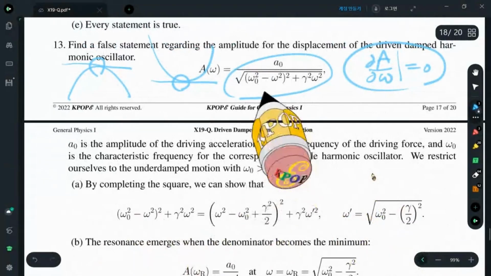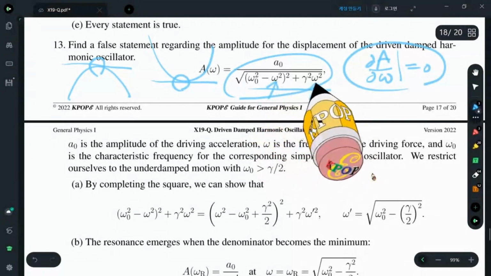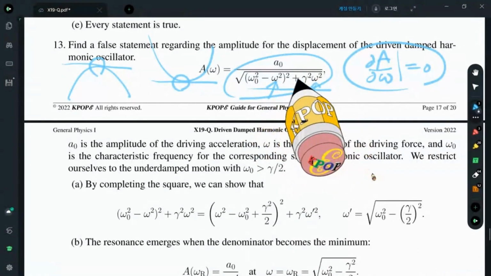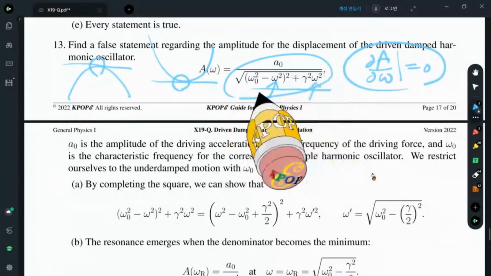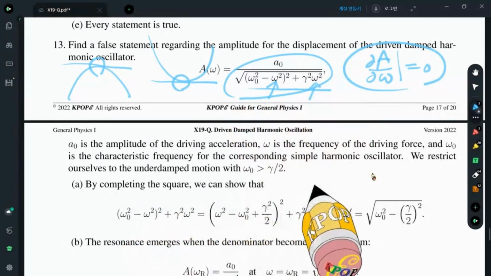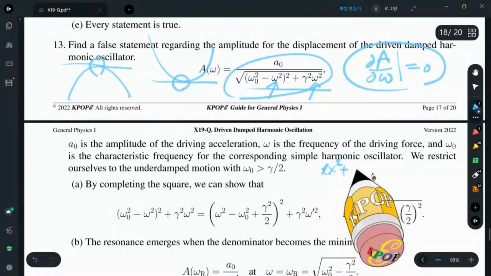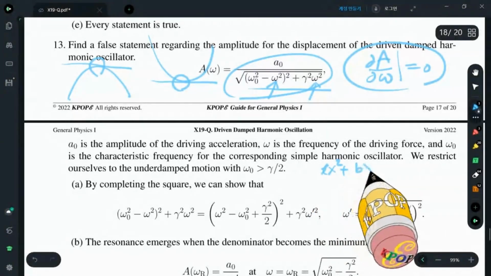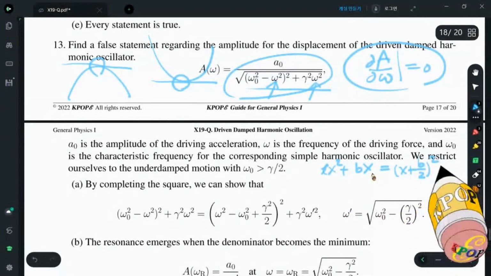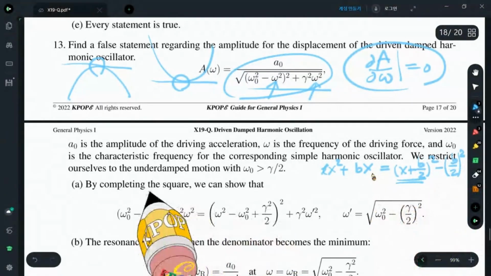So in the denominator, this denominator has the contribution of omega separated. So why don't we find the minimum value of the denominator by reorganizing this expression by making use of completing the square. What is completing the square? x squared plus bx is x plus 1/2 of b squared minus this one. This one is called completing the square.